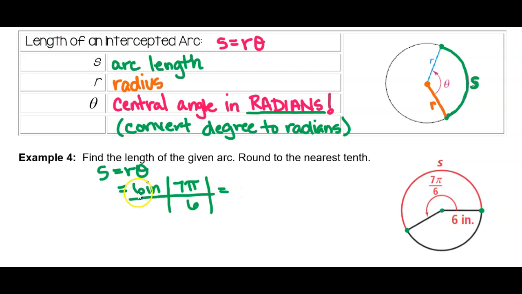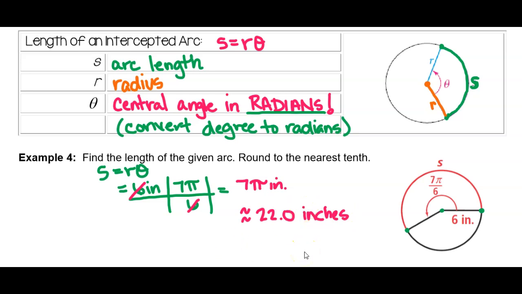We can multiply 6 times 7 pi and divide by 6, but ultimately 6 divided by 6 is going to cancel out. So we're going to be left with 7 pi inches over 1, or just 7 pi inches. That's the exact measurement of this arc. So if we wanted to know approximately how long this is, we would do 7 times pi in our calculator, and we would get approximately 22.0 inches.